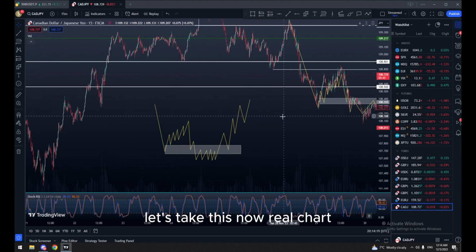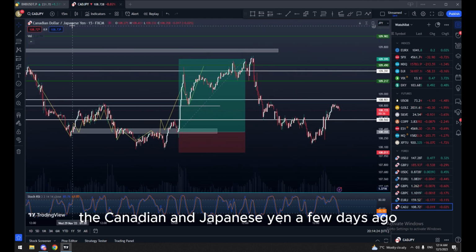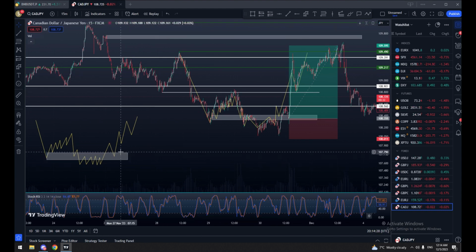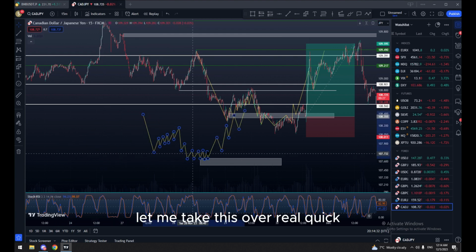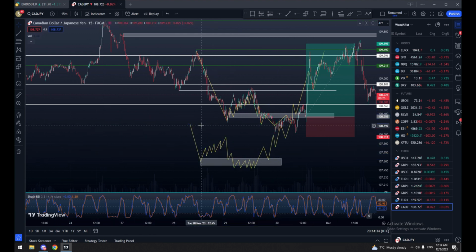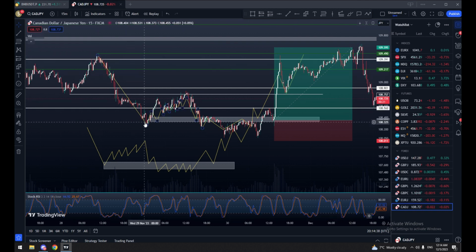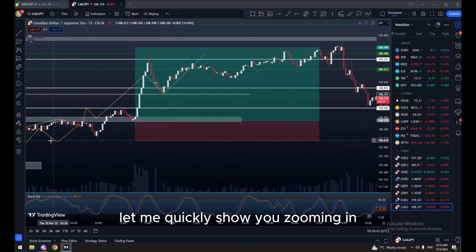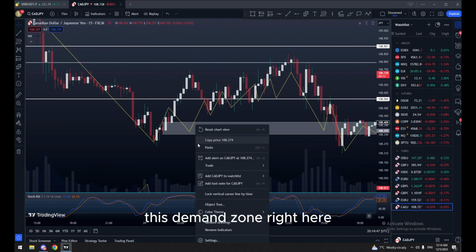Let's take this on a real chart. We took exactly the same thing on the Canadian and Japanese yen a few days ago, last week, if you follow my trades. We literally did exactly the same thing. Let me take this over real quick. So we need to see a plummet. There is our plummet, which created this demand zone right here. Let me quickly show you, zooming in, this demand zone right here.